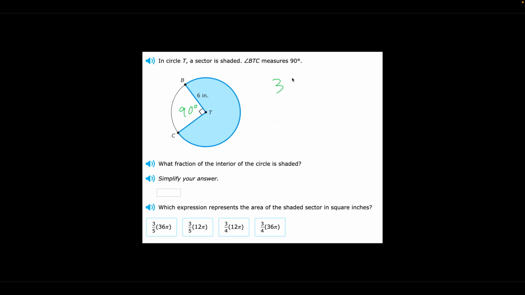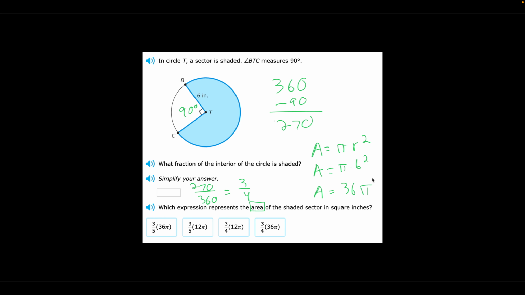Well, again, it's 360 all around. Take off the 90, it's that 270 again. It's 270 out of 360, and we've already done this before, it's 3/4. But now, it says which expression represents the area of the shaded sector in square inches? Well, now we need to find the area of the circle. Area of a circle is pi r squared. Again, we should already know this. So it would be pi times 6 squared. So the area here is 36 pi.